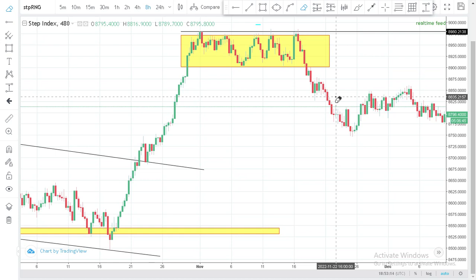So today I'll be showing you how I analyze Step Index. Step Index is a pair that is normally found in a broker called Deriv. They have synthetic indices. Synthetic indices are indices that are created, so they are not affected by live events or world events.